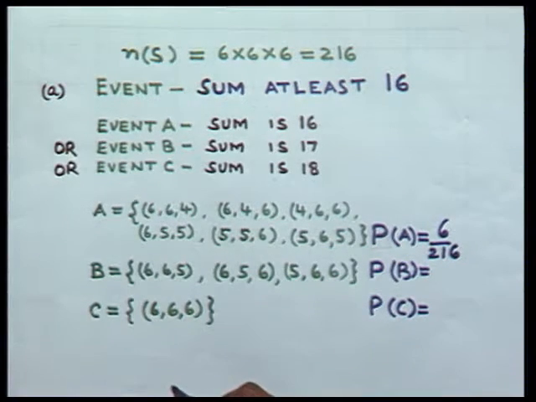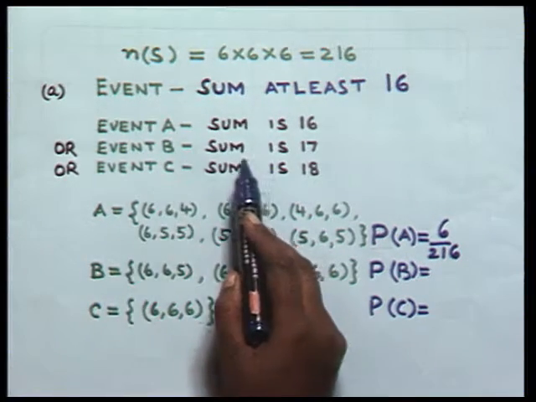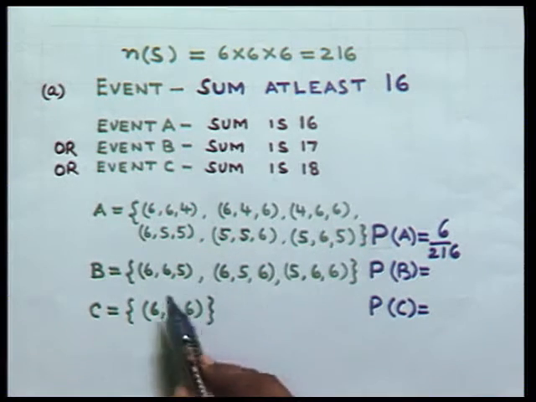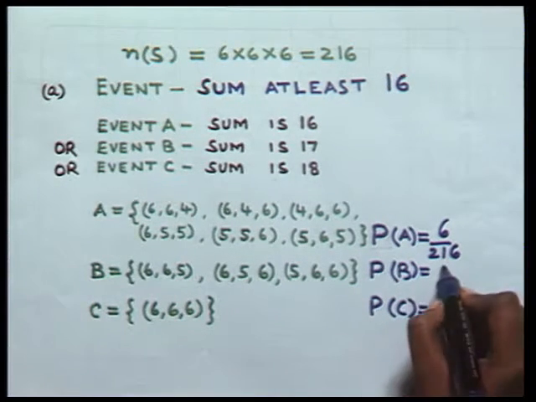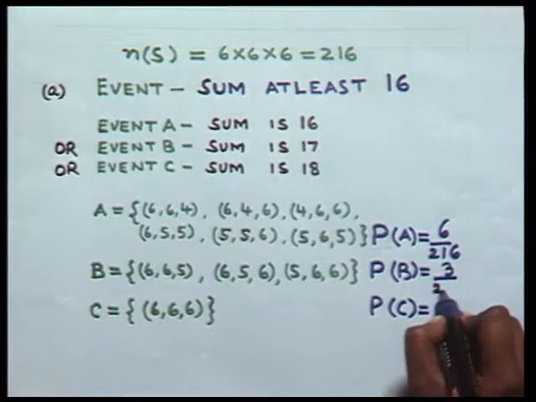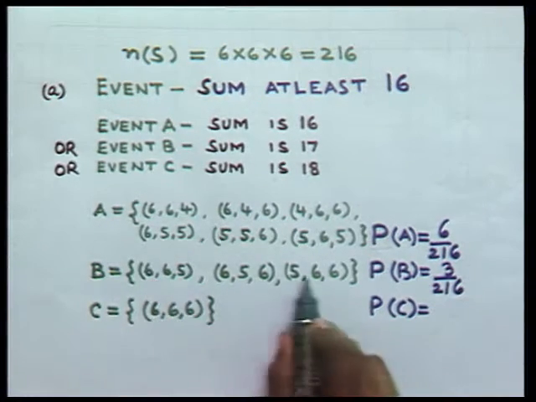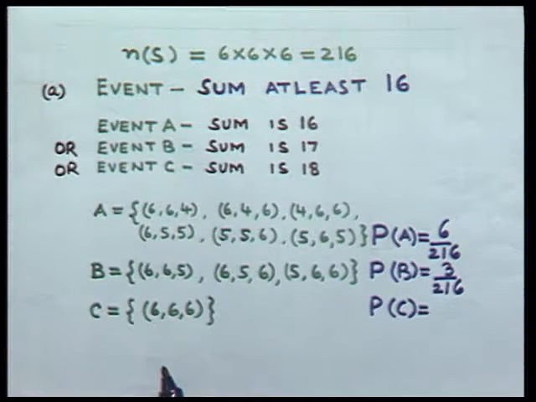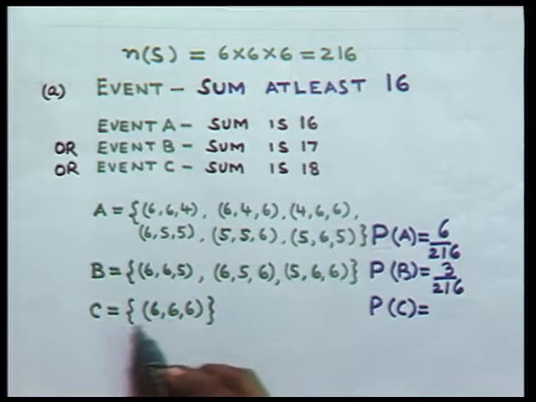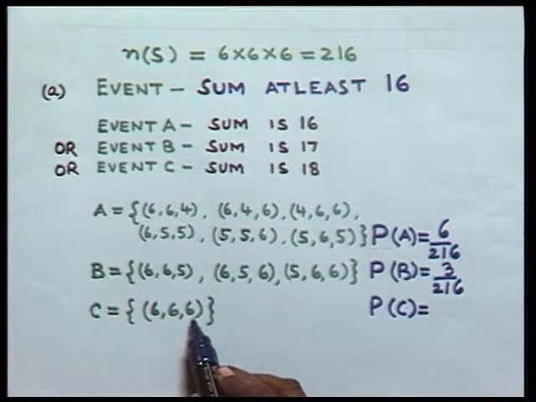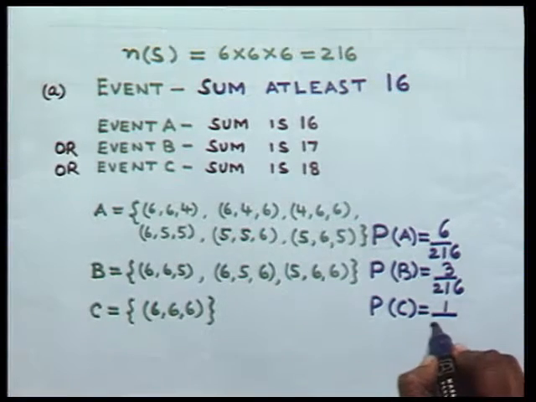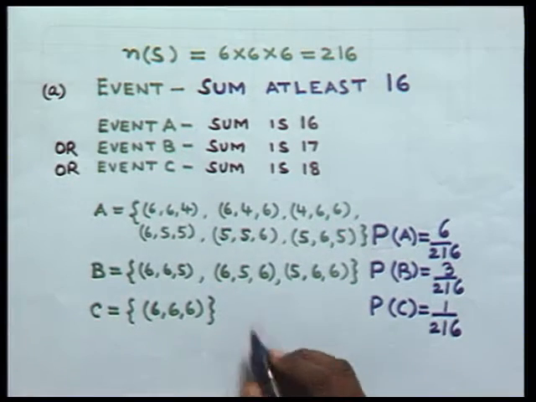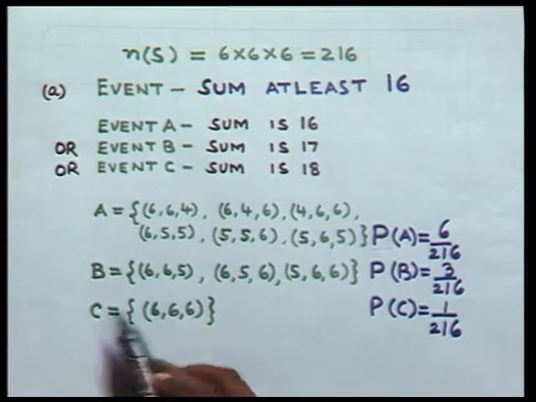Now, for the event B, that is getting a sum equal to 17, these are the favorable outcomes for this event, and therefore, probability of B will be equal to 3 upon 216, because this event B has 3 favorable outcomes. Similarly, event C has only 1 favorable outcome, therefore, probability of event C is 1 upon 216. But are these events mutually exclusive?